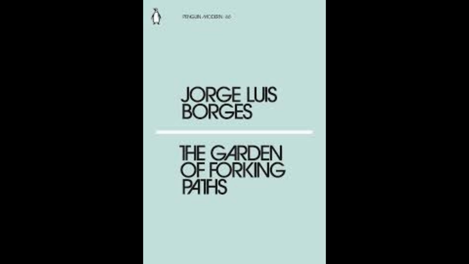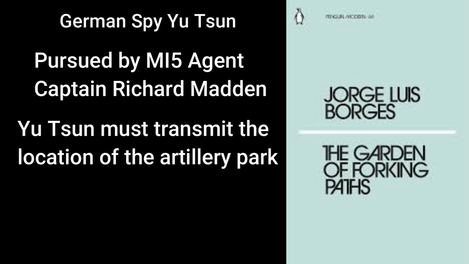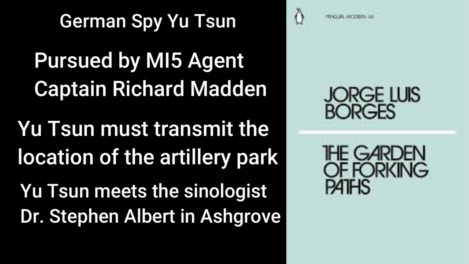The Garden of Forking Paths follows the German spy Tlön, who is pursued across England by the MI5 agent Captain Richard Madden. His goal is to communicate the location of the British artillery park to his Berlin handler. To do this, Tlön starts by traveling to Ashgrove. He meets the sinologist Stephen Albert there.